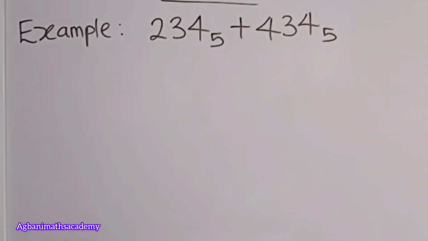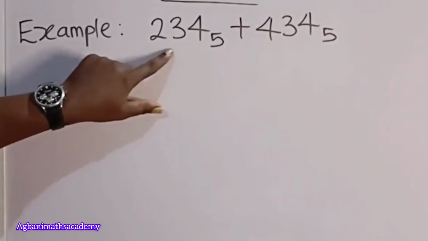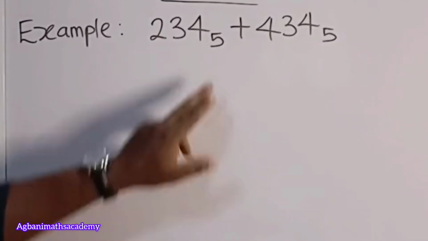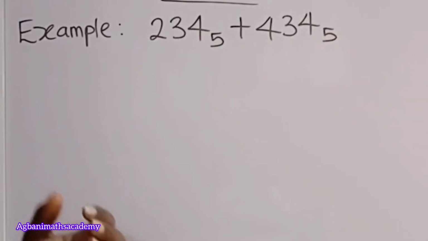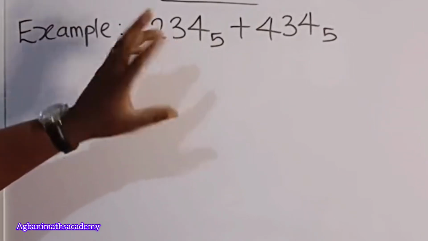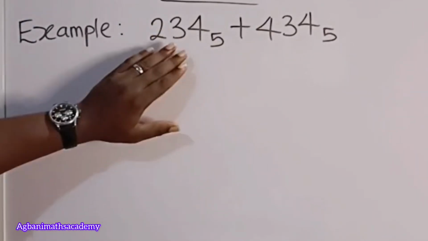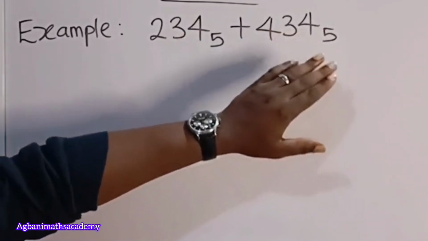Okay. So as a reminder, we need to remember that if a number is in base 5, you cannot have 5 among these numbers. All the numbers here must be less than 5. So base 5 cannot contain 5. Okay? So when you have a particular base, base 8 cannot contain the number 8. Base 6 cannot contain the number 6. Okay? So if you have base 5 and you have 5 among these numbers, then it is not correct. So now we are told to add 234 base 5 and 434 base 5.